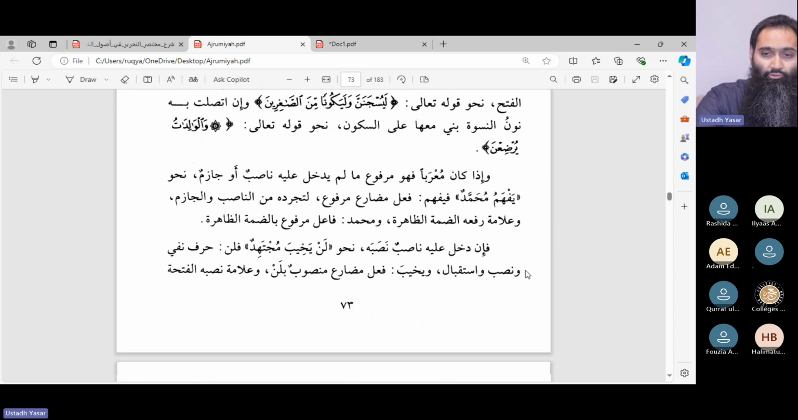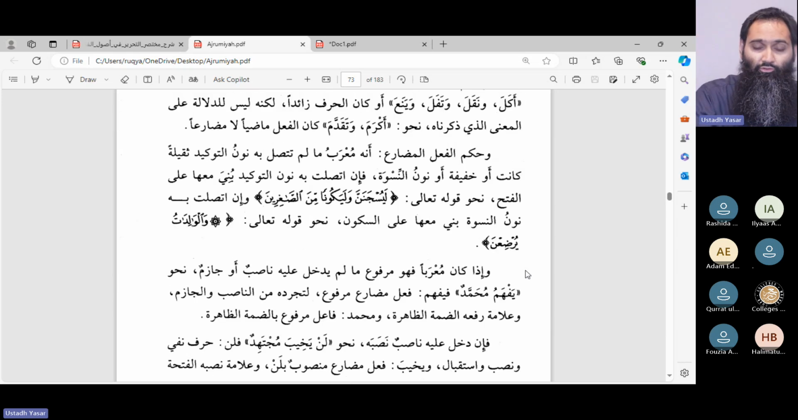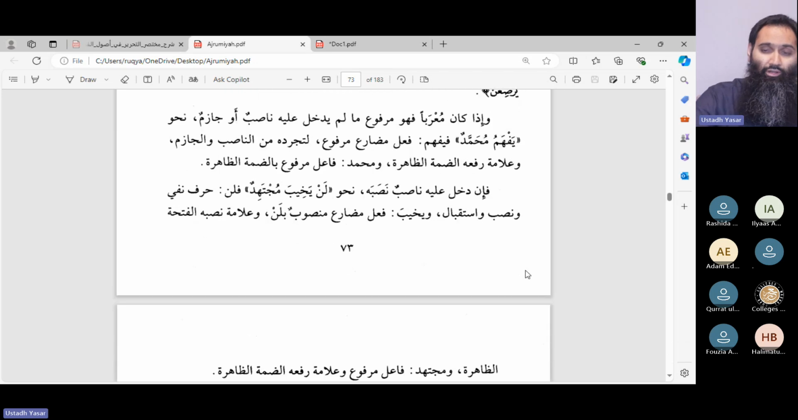Then he goes on to say, وَإِذَا كَانَ مُعْرَبًا. So that is when it's mabni. Remember we said the asl in the fi'l mudari is going to be mu'rab, except in two scenarios where it becomes mabni. Mabni al-fath, littisal bi nun al-tawqid. It becomes mabni al-sukun, littisal bi nun niswa. Other than that, it is mu'rab. And when it is mu'rab, remember we're still talking about the ahkam fi'l al-mudari.